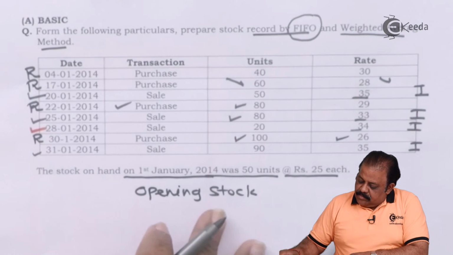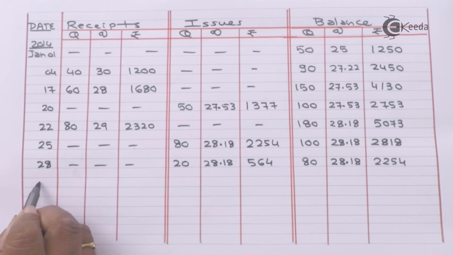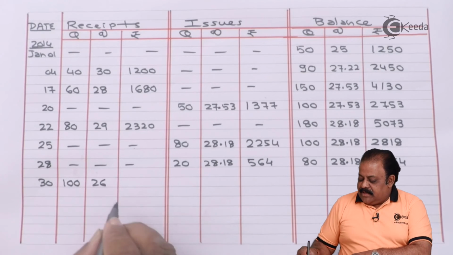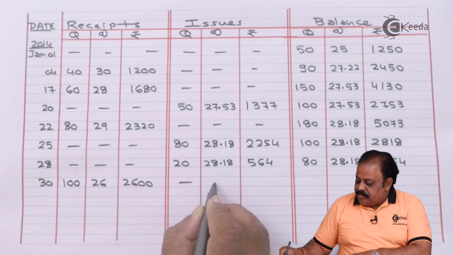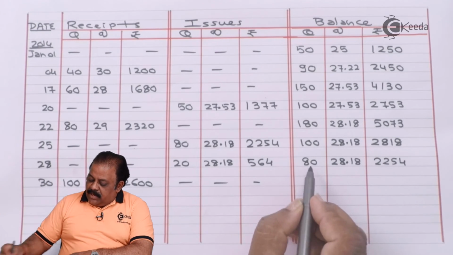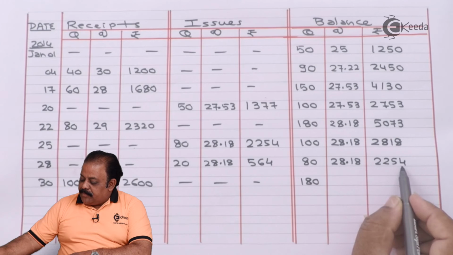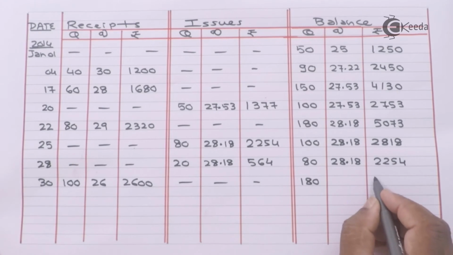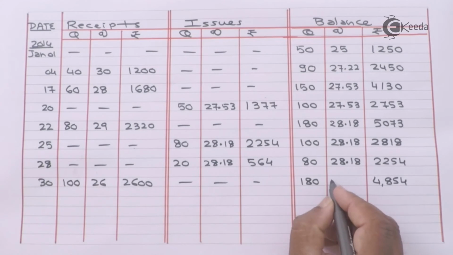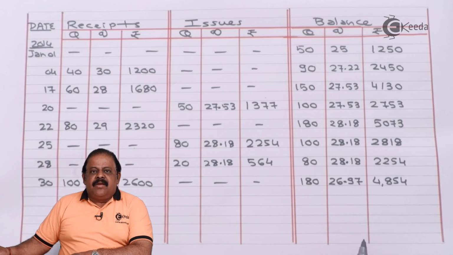2254 rupees. On 30th January there is again a purchase of 100 units at the rate of 26. So it is 2600. Now we are required to record the closing balance, 80 units plus 100 units. It will be 180 units. Value 2254 plus 2600. It is 4854. So it is 26 rupees 97 paise.